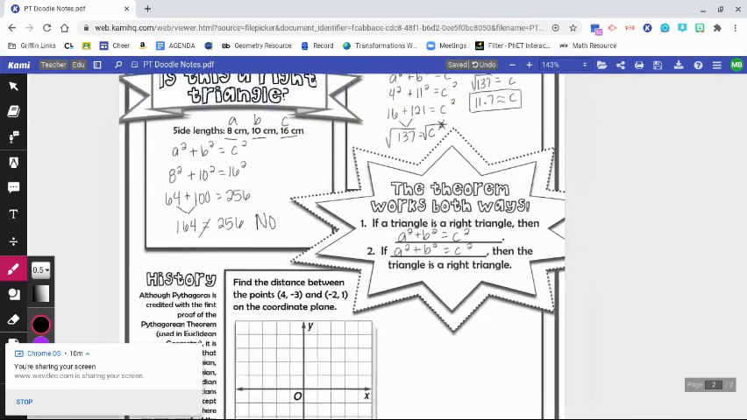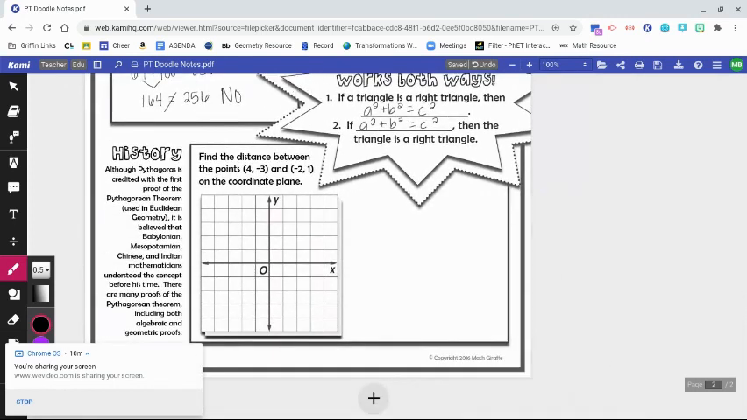Now, I know there's another problem down here at the bottom related to graphing. If you want to do that one on your own, you can, but we are not going to include that in the notes for today.